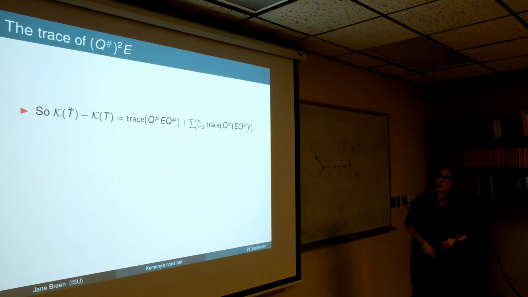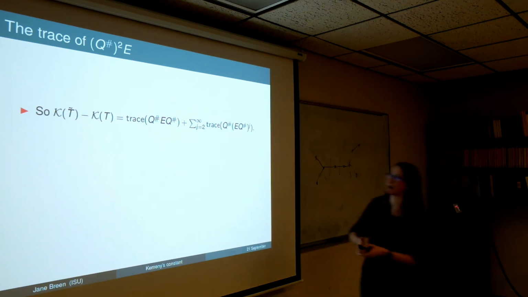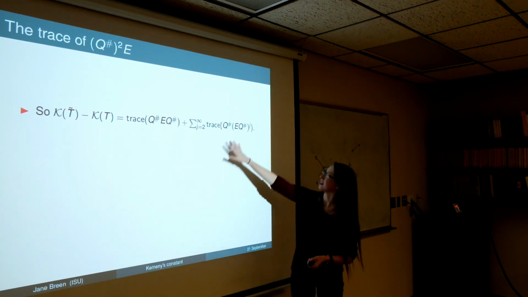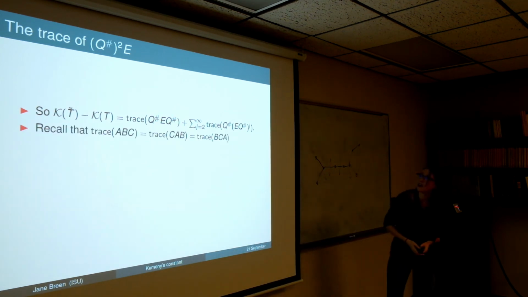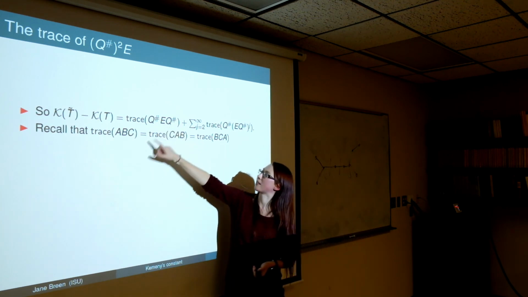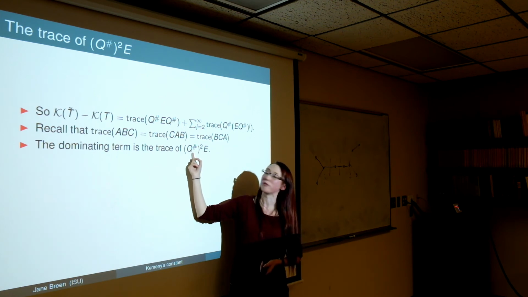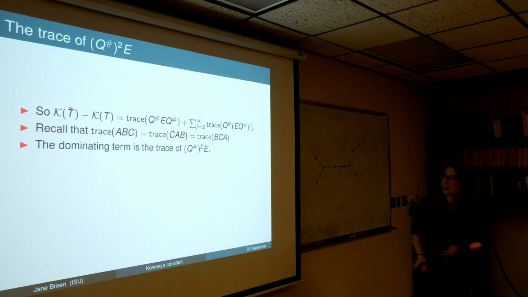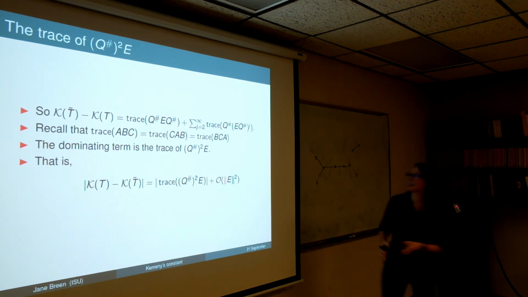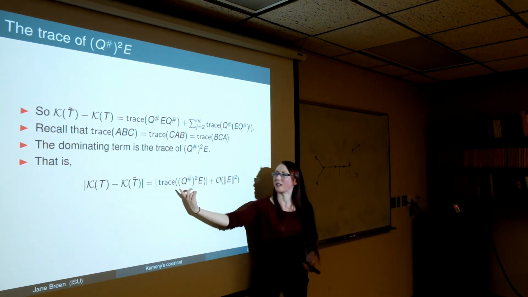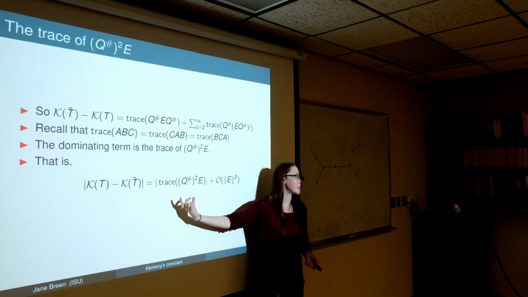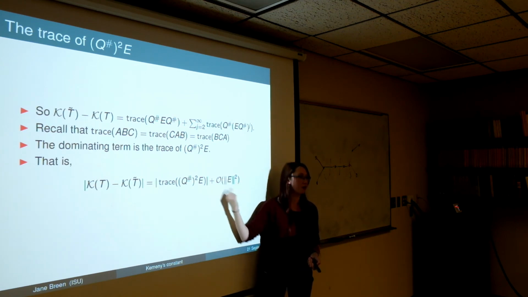All right. So I've got this expression for the difference between my perturbed Kemeny's constant and my original Kemeny's constant. And this guy here is the dominating term. Now, there's a lot of stuff there. So one thing we'll say is that the trace works cyclically on products. So trace of Q sharp E Q sharp, I can also just think of as trace of Q sharp squared times E. And I'll say that if your norm of E is small enough, the difference is just dictated by this guy, plus big O of these higher order terms.